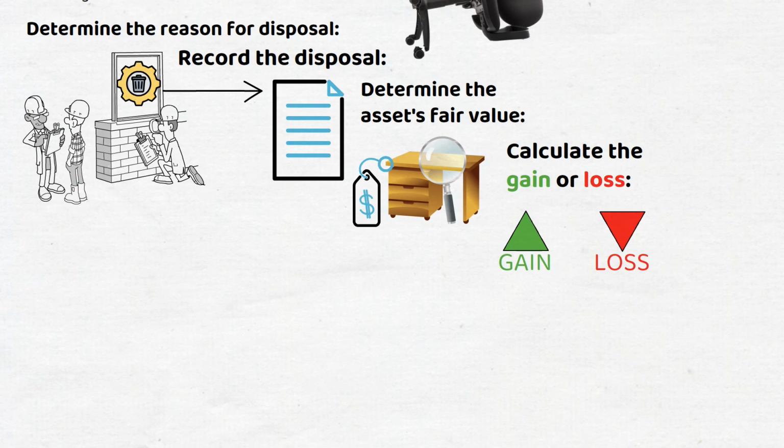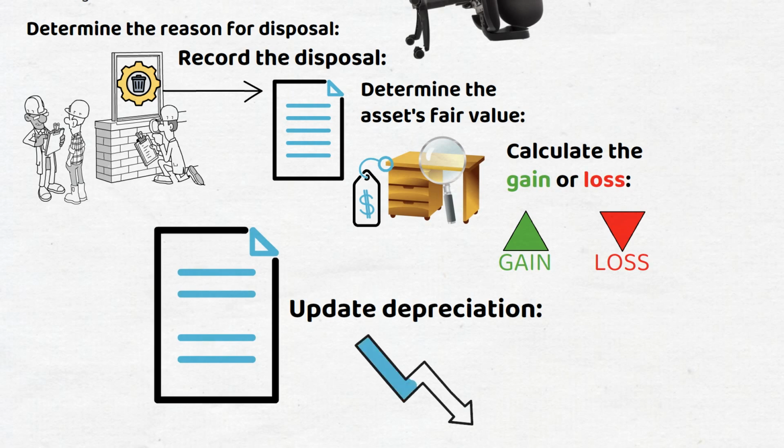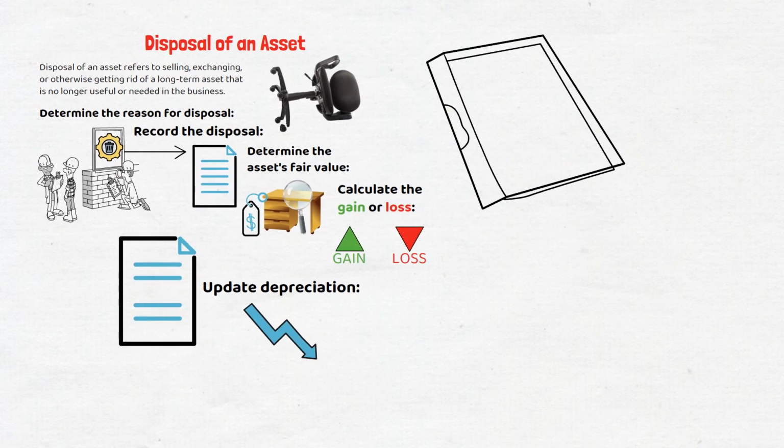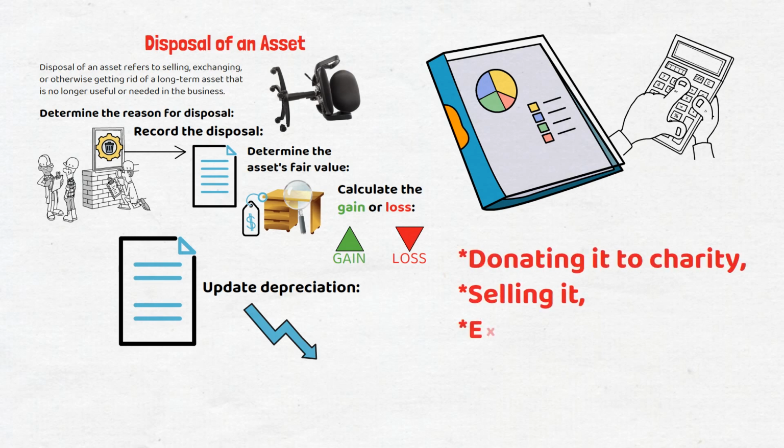Remove the asset from the balance sheet. The asset is removed from the balance sheet by recording the disposal in the business's accounting records. Update depreciation. The depreciation on the disposed of asset must be updated to reflect the partial year depreciation up to the date of disposal. Disposing of an asset can significantly impact a business's financial statements and tax liabilities. It is important to properly account for the disposal of assets to ensure that the financial statements are accurate and compliant with accounting standards. Examples include donating it to charity, selling it, exchanging it for another asset, and discarding it.